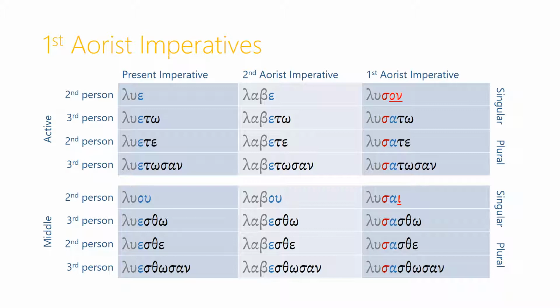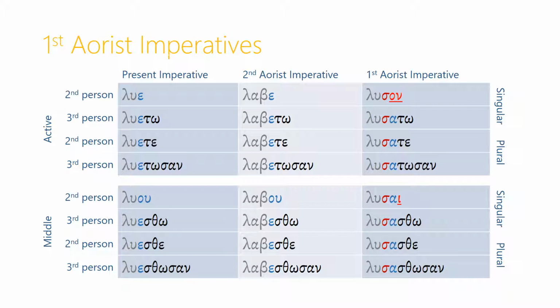You might be able to remember this form because it looks a lot like the middle second person ending in the primary endings. Remember mai, psi, tai, metha, sthe, ntai? Well, this looks a little bit like the psi ending for the second person there. But the trick to remember is that this is the same form. It looks exactly the same as the first aorist active infinitive.